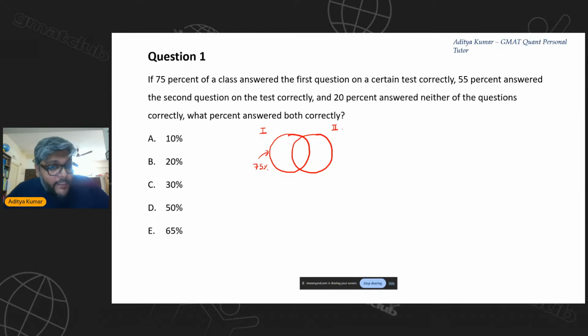See how I'm reading the question. I'm not directly trying to dive into the data that gives me the intersection. I'm working my way through the question. 55% answered the second question correctly. So this is 55%. And 20% answered neither of the questions correctly. So the outer region should be 20%. What percent answered both correctly? So I need this to be X.